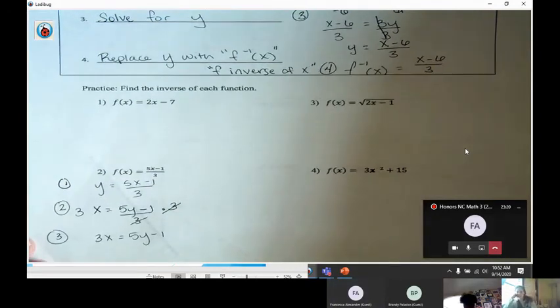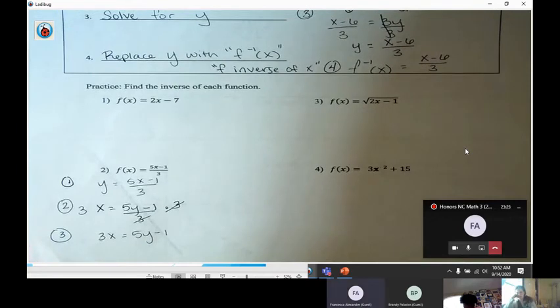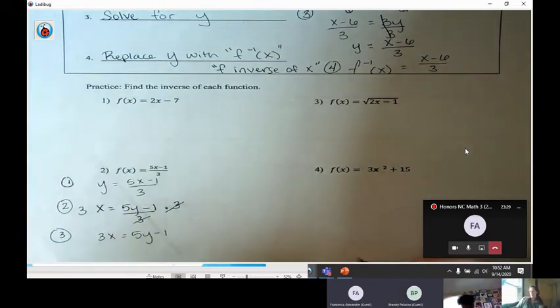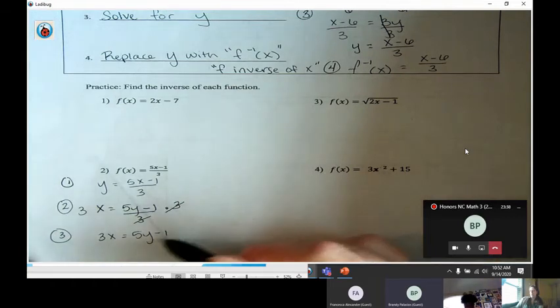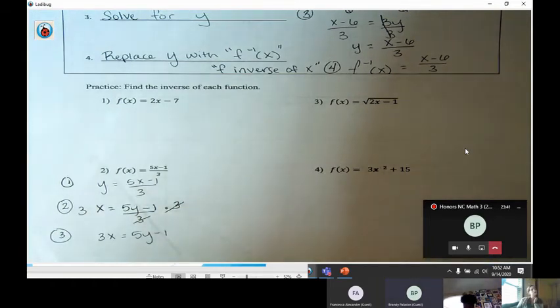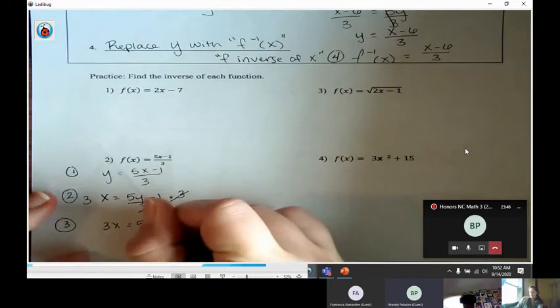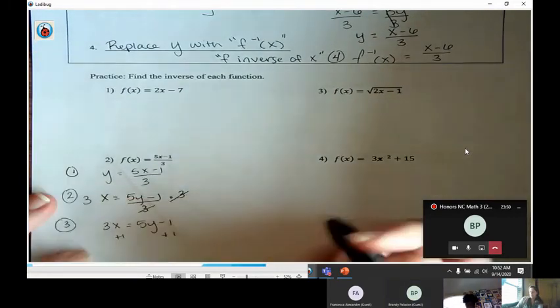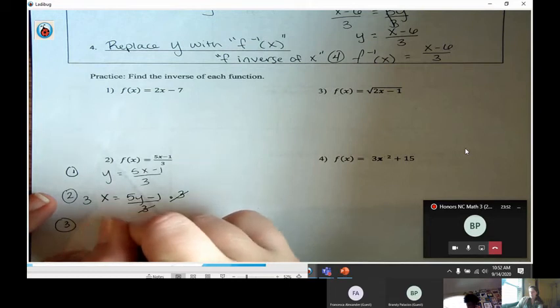Brandy, what should I do next to make y by itself? Divide. By what? By 1. No, what operation is going on with the 1 right here? Subtraction. Yeah, so what's the opposite of subtraction? Add. Yeah, so let's add 1. So we'll have 3x plus 1 equals 5y.